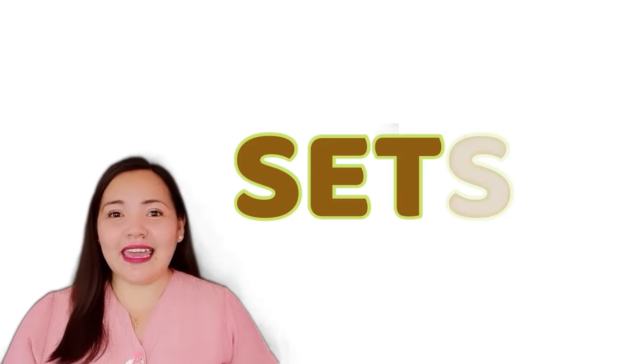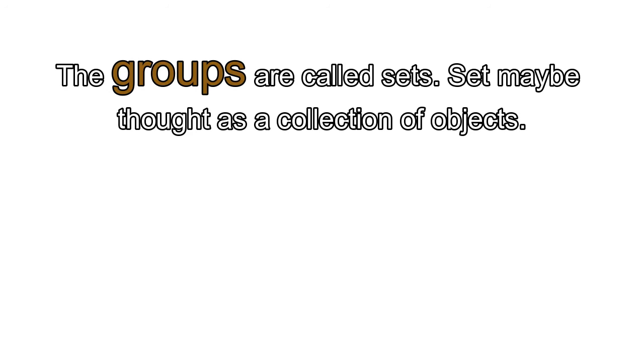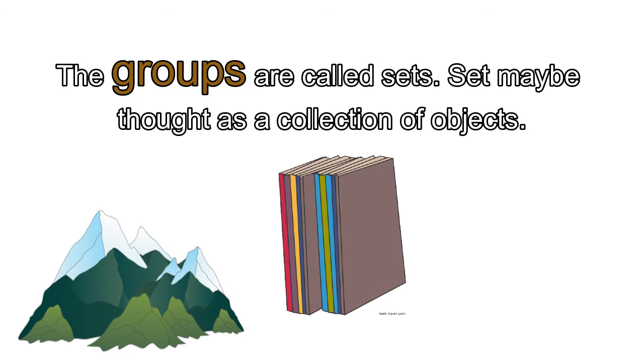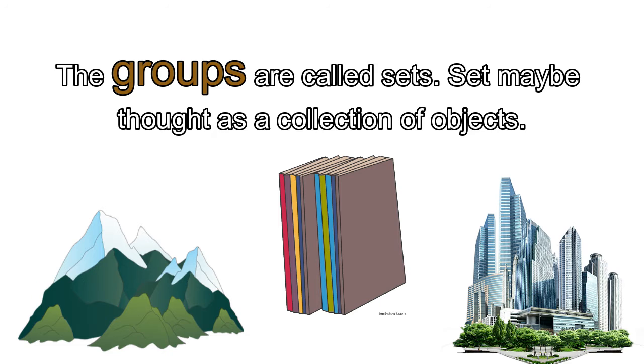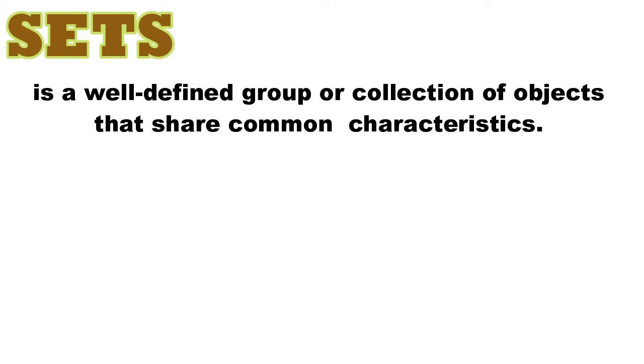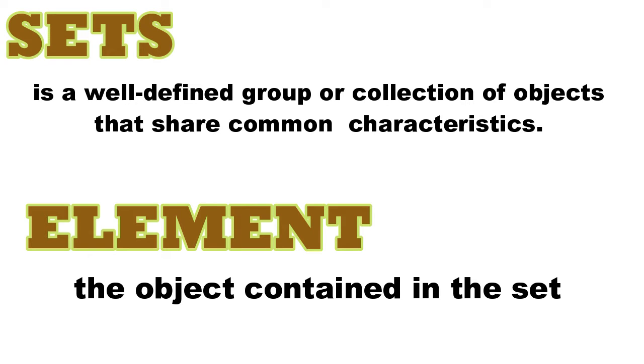Again, today our lesson is all about sets. The groups are called sets. A set may be thought of as a collection of objects. We have here a set of mountains, a set of books, and a set of buildings. In mathematics, a set is a well-defined group or collection of objects that share common characteristics. The objects contained in the set are called elements.